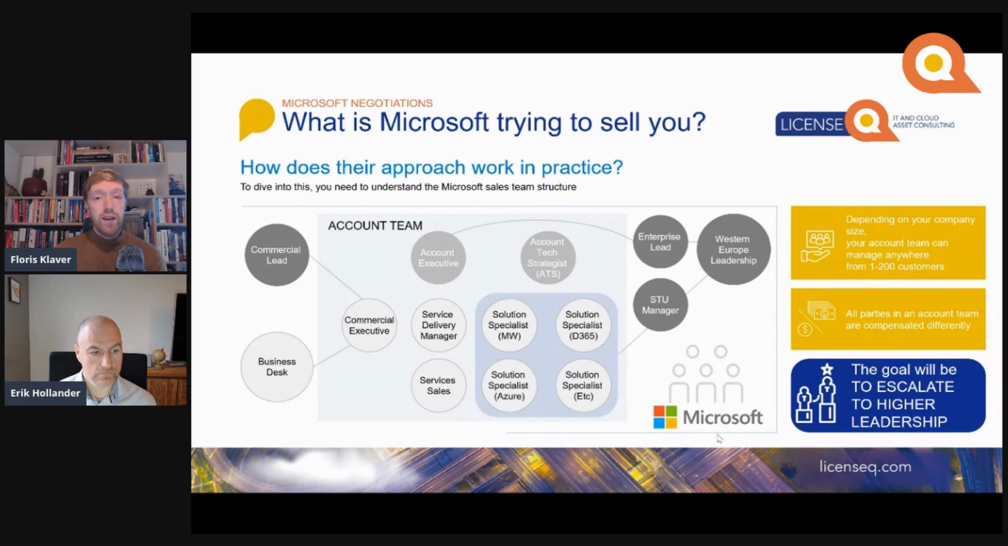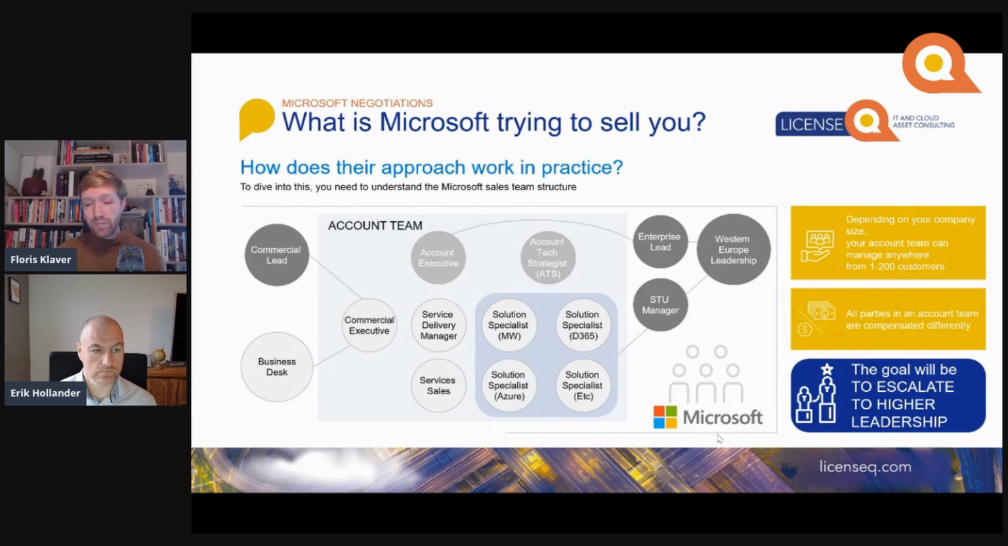So the idea here is that you need to escalate to higher leadership. And why do you need to do this? Because the higher up in the organization you are, the bigger the targets and the easier their compensation plan is, which is basically revenue for the company.